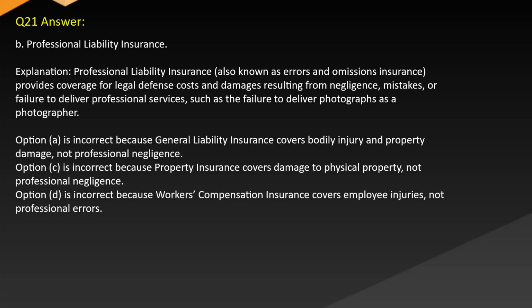Answer: B. Professional liability insurance. Explanation: professional liability insurance, also known as errors and omissions insurance, provides coverage for legal defense costs and damages resulting from negligence, mistakes, or failure to deliver professional services, such as the failure to deliver photographs as a photographer.